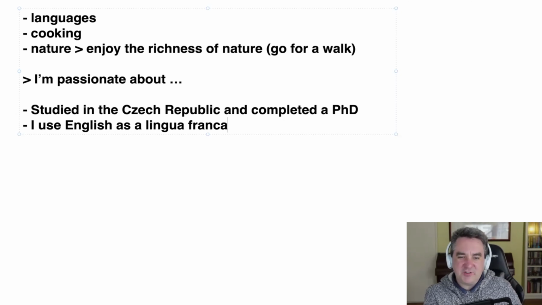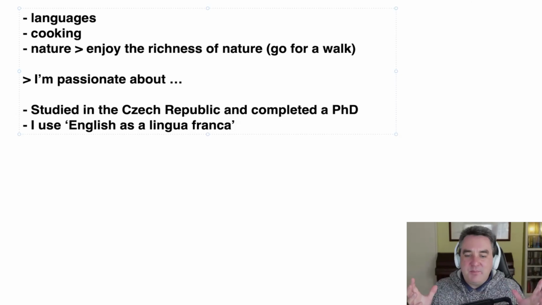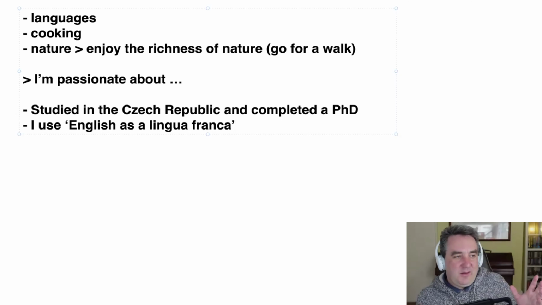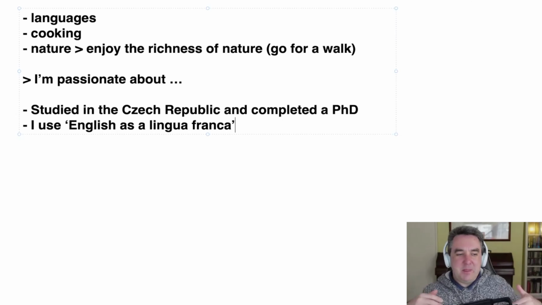So we've got this expression, English as a lingua franca. It's the main means to communicate between people who don't have a common language together. So for students from Europe, they can't communicate in all the different European languages, but the common language amongst all these Europeans is English.